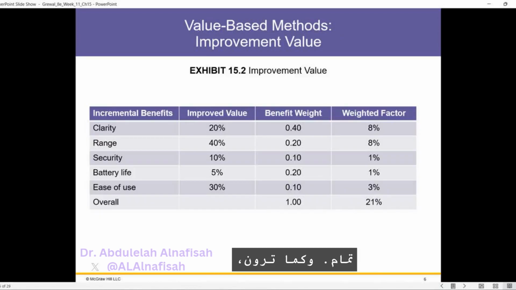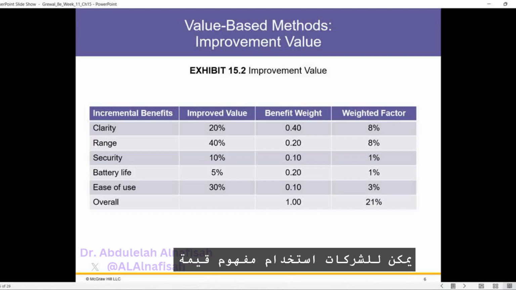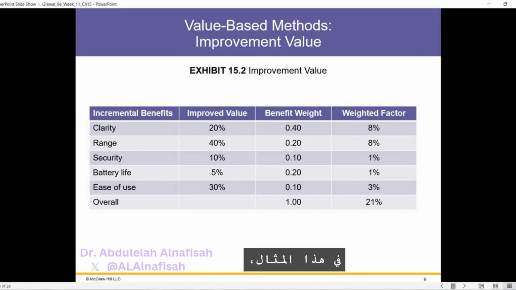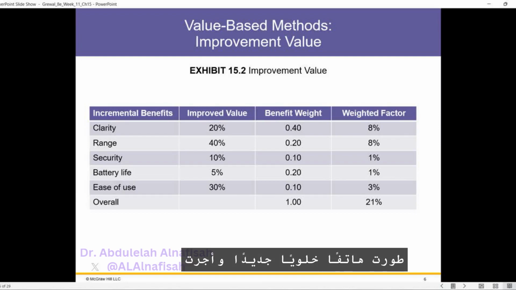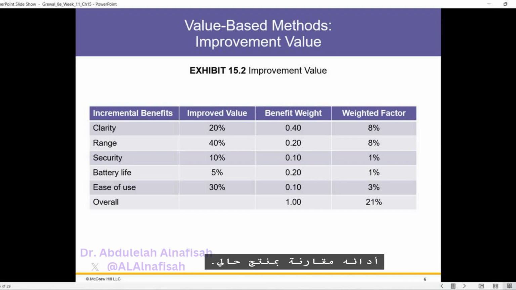Okay, as you see, this table demonstrates how companies can use the improvement value concept to assess the perceived benefits of a new product. In this example, a telecommunications company has developed a new cell phone and conducted consumer surveys to assess its performance compared to an existing product.